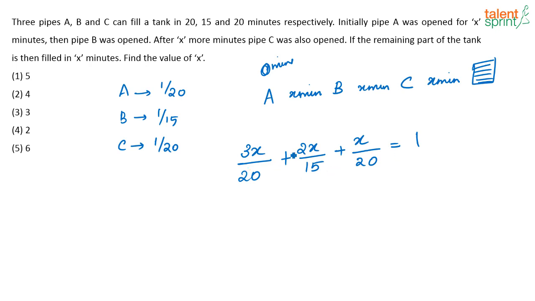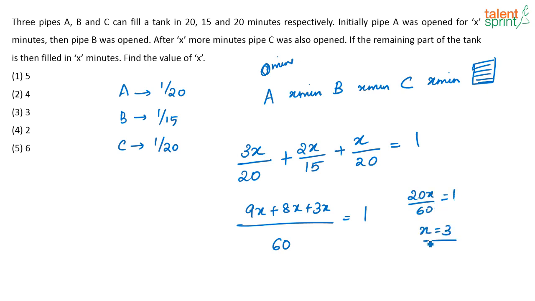So solve here. What will you get? Take the LCM and get the answer. LCM of 20 and 15 is 60. So here you will have 9x plus 8x plus 3x, that is equal to 1. Or you have 9 plus 8 plus 3, that is 20x by 60 is equal to 1, or x is equal to 3. Your answer is 3. So 3 minutes is what we are looking for. Correct answer will be option 3, 3 minutes. Is it clear?